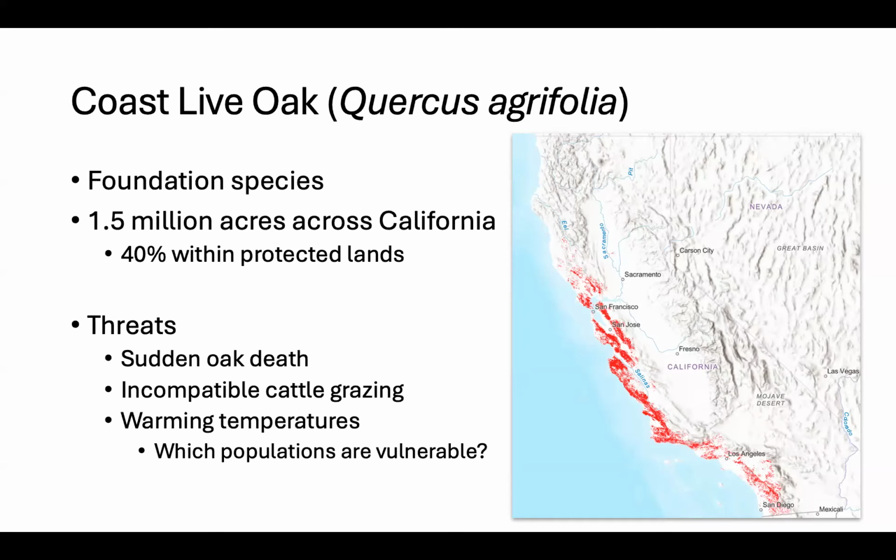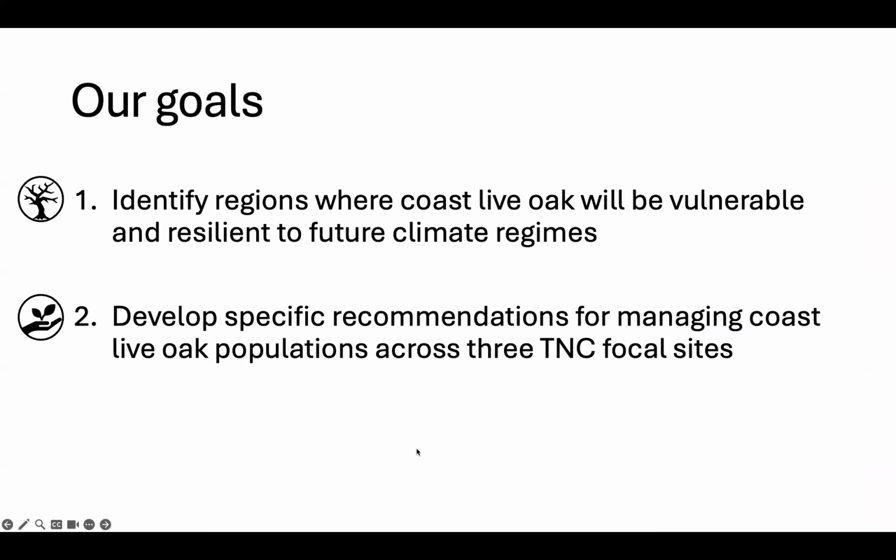And other threats include sudden oak death, incompatible cattle grazing, and then warming temperatures as well, which is what we're going to be focusing on today. And we're wondering, what populations are going to be vulnerable to these climate changes. So our goals were to identify regions where coast live oak will be vulnerable or resilient to these future climate regimes, and then develop specific recommendations for managing coast live oak populations across 3 TNC focal sites as examples.